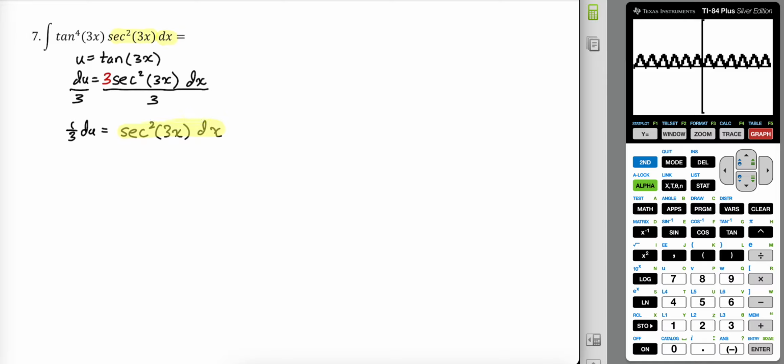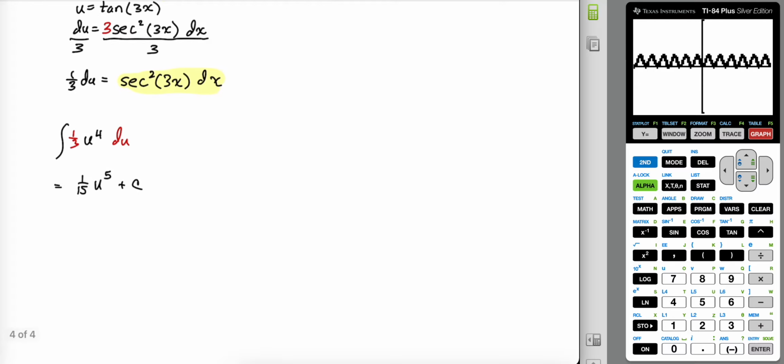So we're in good shape now because I can swap out the tangent 3x for a u, so that's u to the 4th. And in place of the secant squared 3x dx, I could put a 1/3 du. So increase the exponent by 1, divide by the new exponent, and you have an antiderivative in terms of u. Now I just have to swap back the tangent of 3x for the u, with that tangent being raised to the 5th power, and you have it.